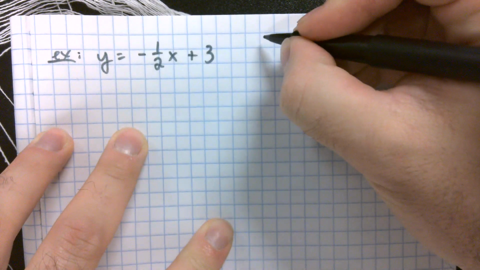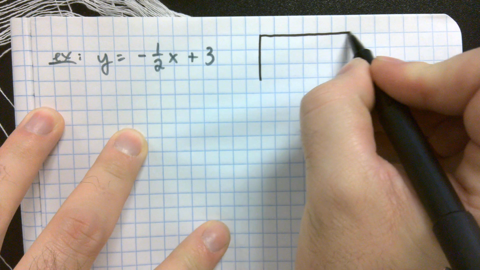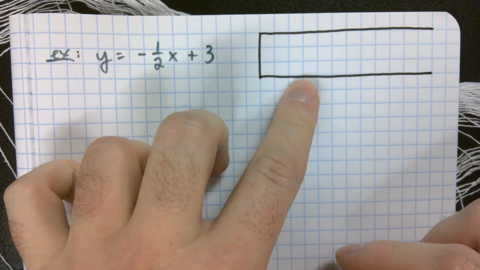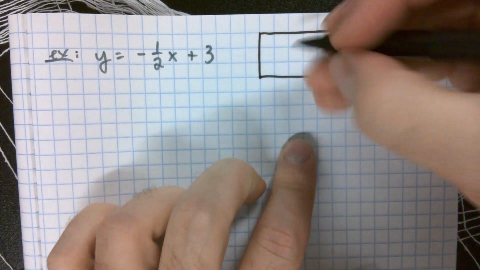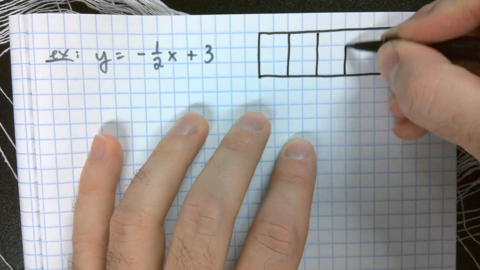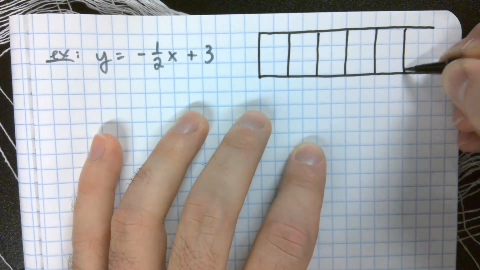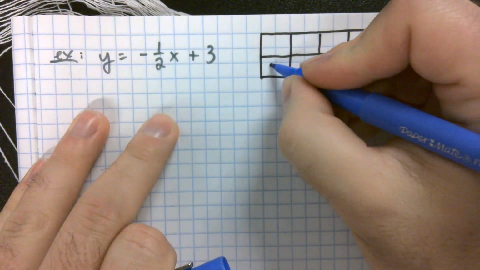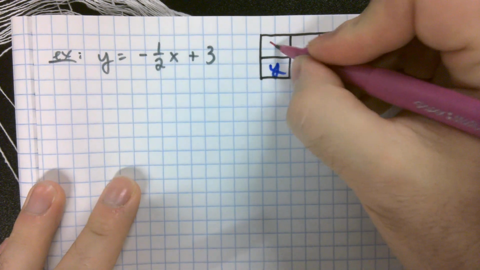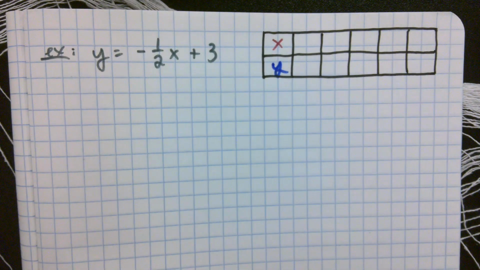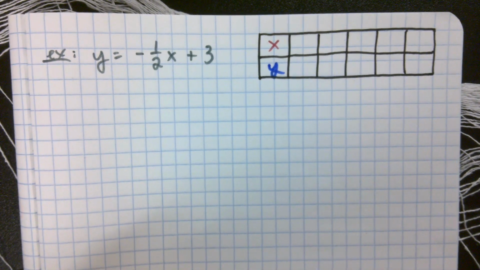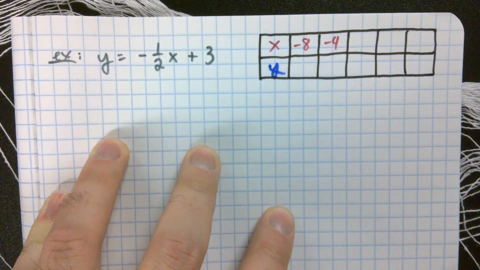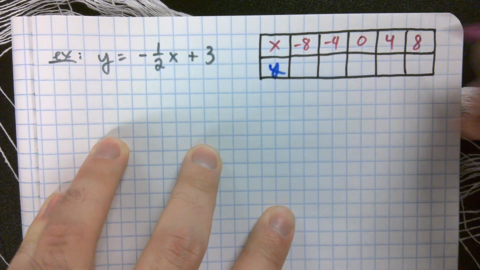I'm going to do my table up here. And my x values here are going to be negative 8, negative 4, 0, 4, and positive 8.